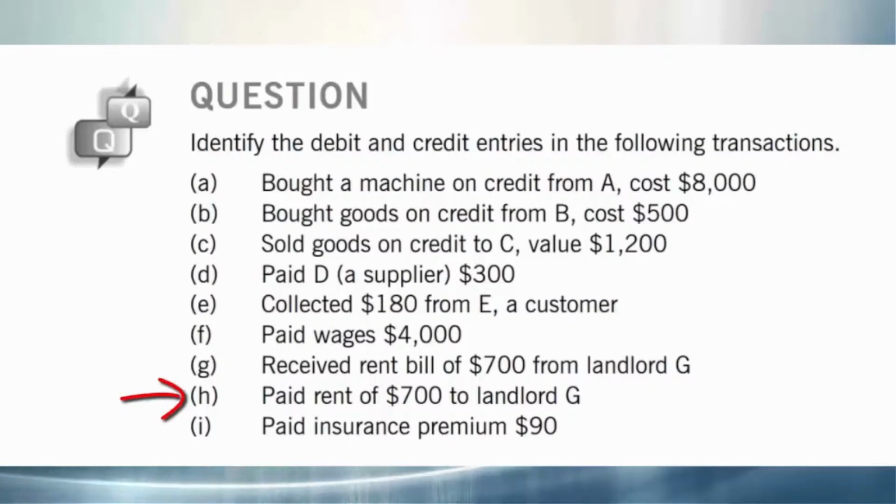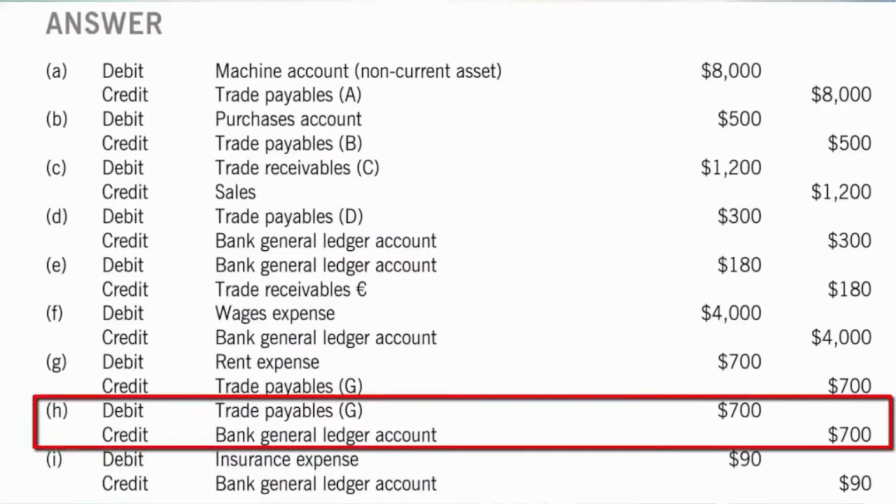Transaction: paid rent of $700 to landlord. Explanation: the payment reduces the business's liability to the landlord. A decrease in liabilities is recorded with a debit entry in the trade payables account, G. The payment also reduces the cash balance. A decrease in assets, cash, is recorded with a credit entry in the bank general ledger account. Entry: debit trade payables account, G, for $700. Credit bank general ledger account for $700.